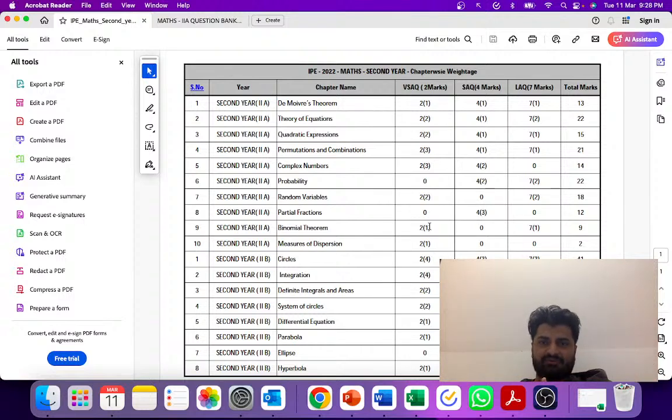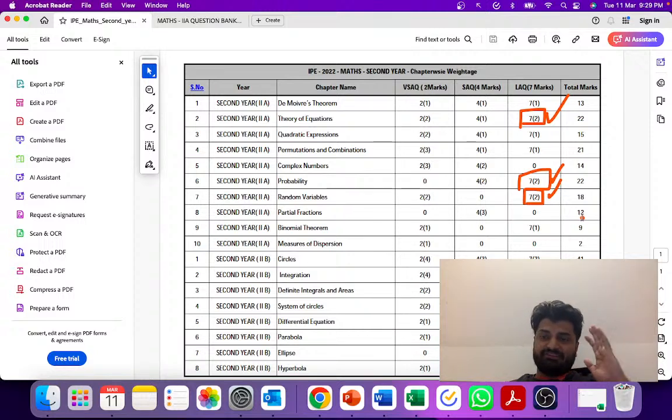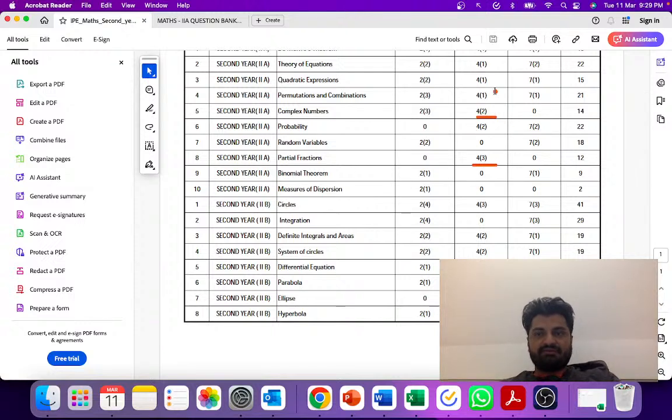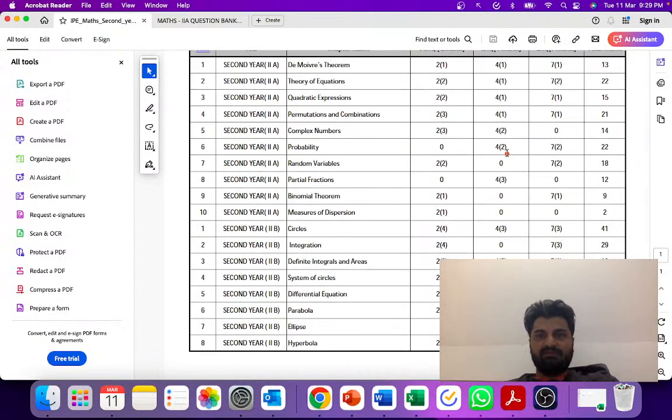Start with long answer questions. Start with theory of equations. Generally very easy scoring. Probability also scoring, random variables also super scoring. You just have to be careful with the steps. Show all steps. Then you attempt short answer questions. Obviously all of you know, partial fractions and complex numbers. These two chapters are very, very important. Probability once again is a super important chapter, so you have to go through all the models.